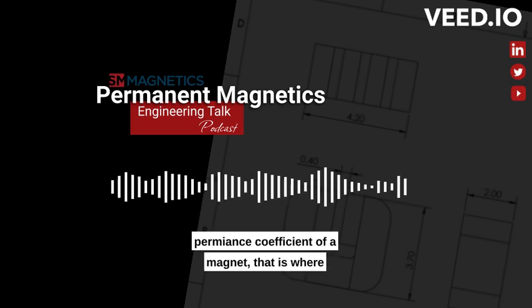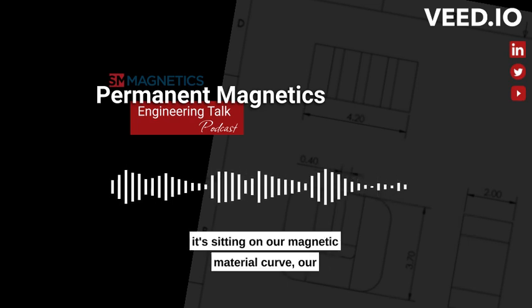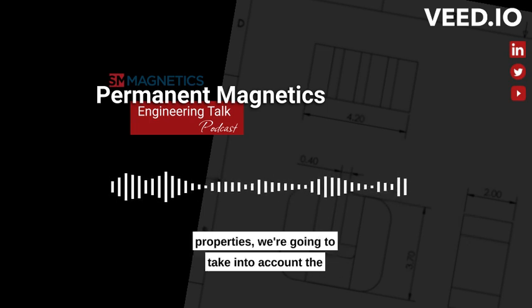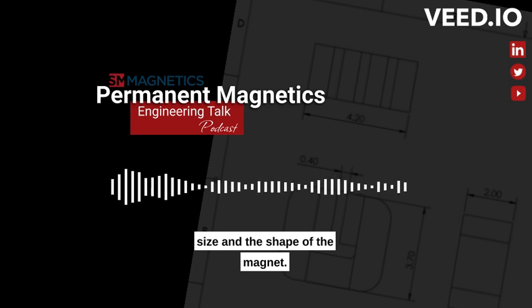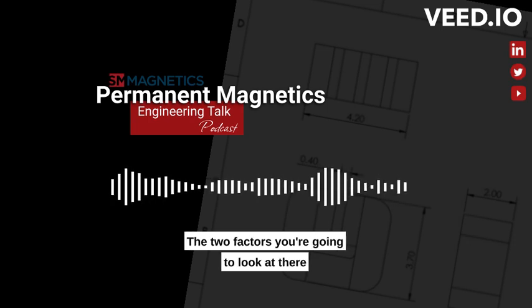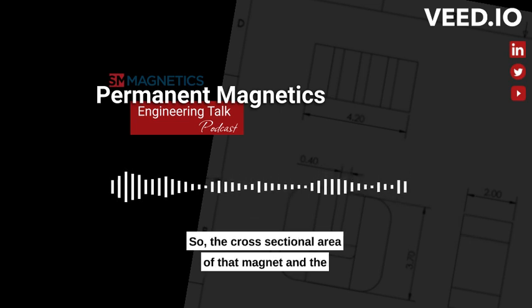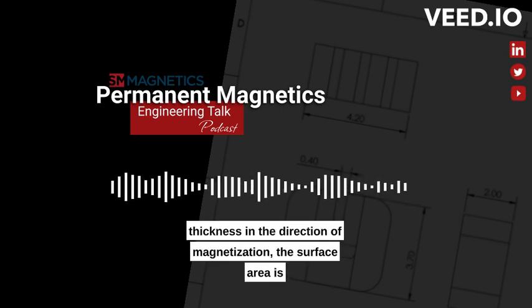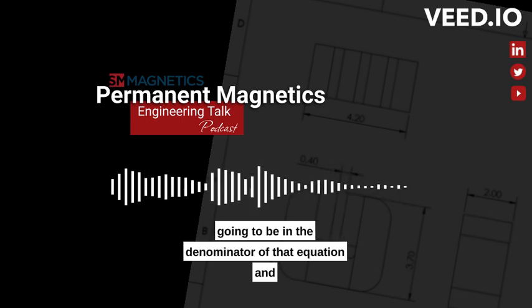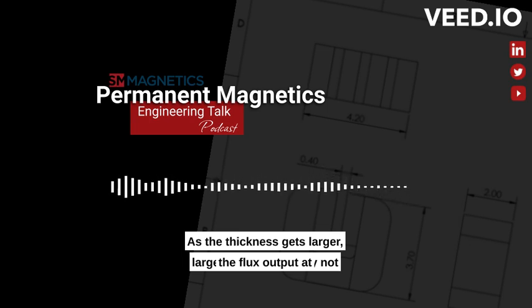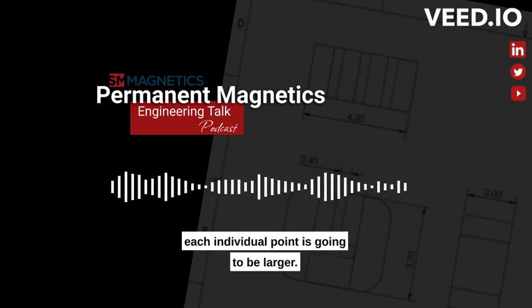For determining the permeance coefficient of a magnet, that is where it's sitting on our magnetic material curve, our BH curve, the second quadrant curve of magnetic properties, we're going to take into account the size and the shape of the magnet. The two factors you're going to look at in a rectangular prism, a box-shaped magnet, are the surface area of the pole, so the cross-sectional area of that magnet, and the thickness in the direction of magnetization. The surface area is going to be in the denominator of that equation, and the thickness is in the numerator of the equation, which means as the thickness gets larger, the flux output at each individual point is going to be larger.